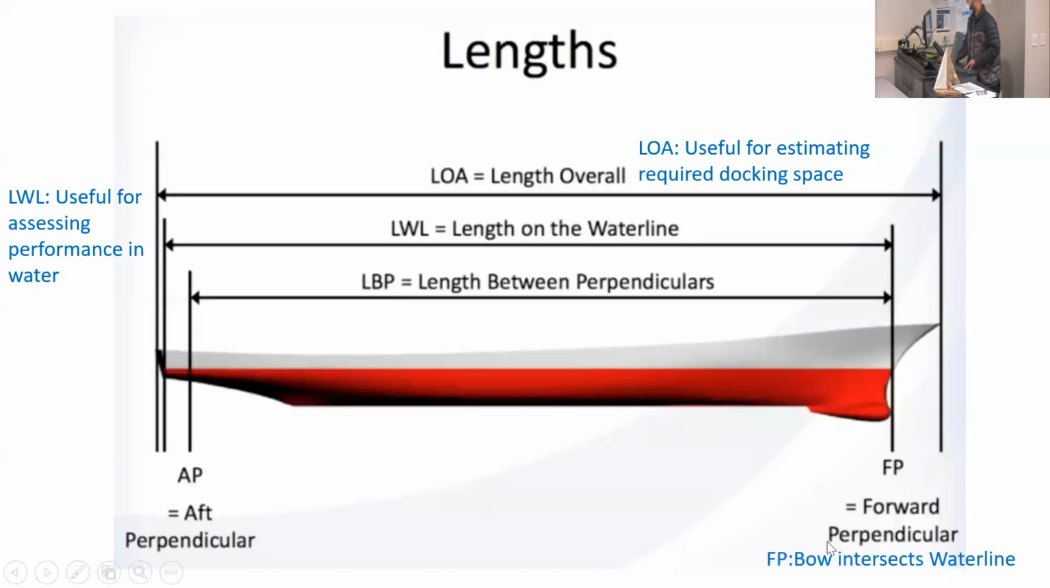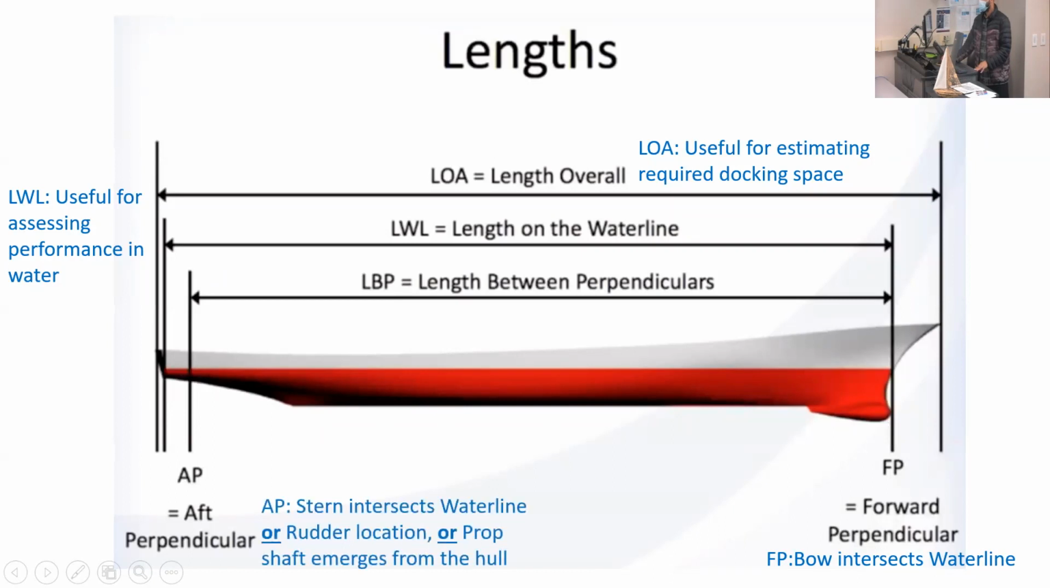Forward perpendicular is where the bow intersects the waterline. Aft perpendicular is not that well defined. The forward perpendicular is easy to spot, right? It's wherever your waterline is at the bow. Aft perpendicular, it depends. Some people say it's where the stern intersects the waterline, so that would be all the way back here, or it's the rudder location, so somewhere here, or where the prop shaft emerges from the hull, so somewhere over here, or if the prop is very high up there. So the aft perpendicular depends on what your choice is.